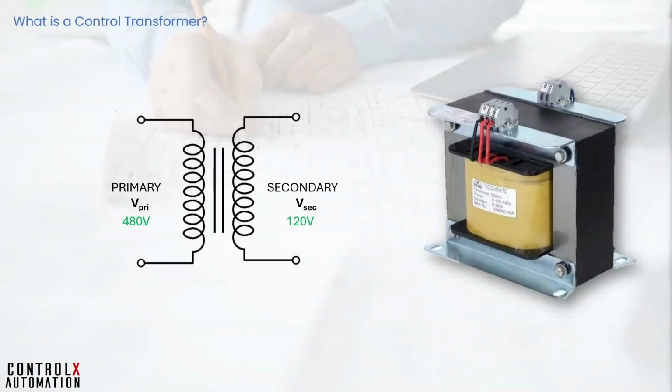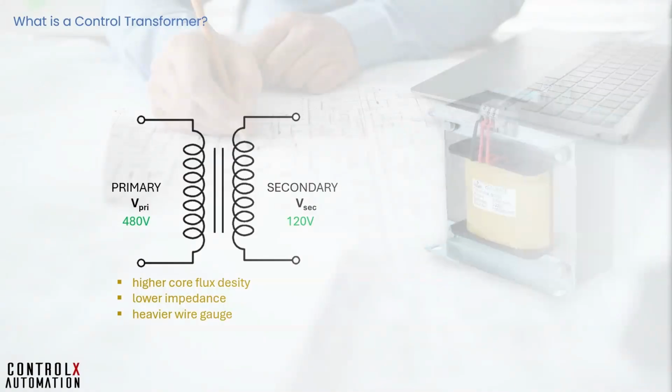Control transformers achieve this by using higher core flux density, lower impedance for tighter regulation under inrush, and they also employ heavier gauge primary and secondary windings rated for inrush surge. They are designed for continuous duty at rated power and are available in a wide standard power rating range, typically anywhere from 50 VA to 10,000 VA for most control panel applications.